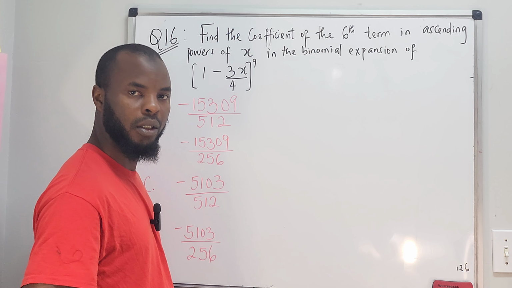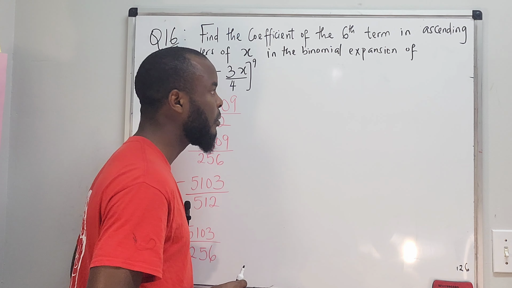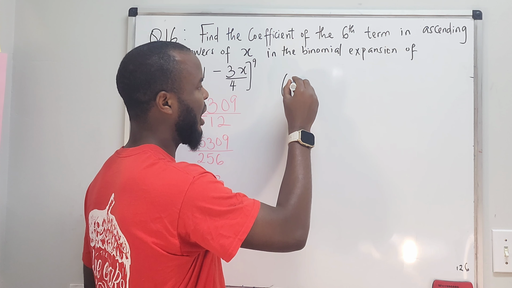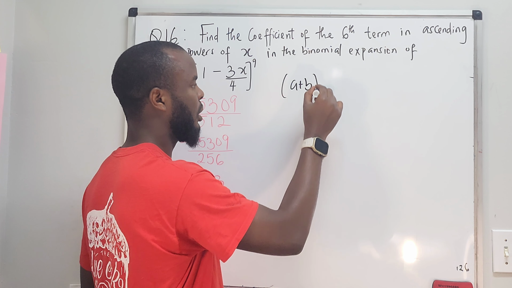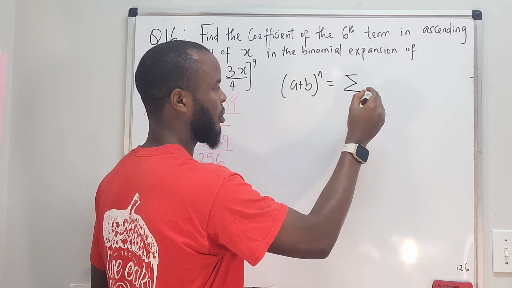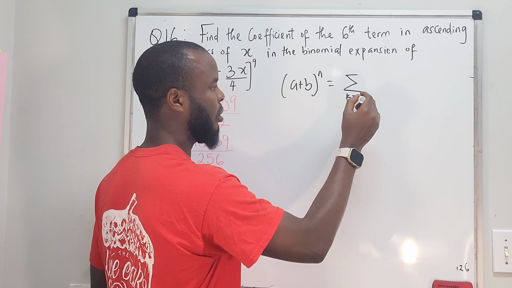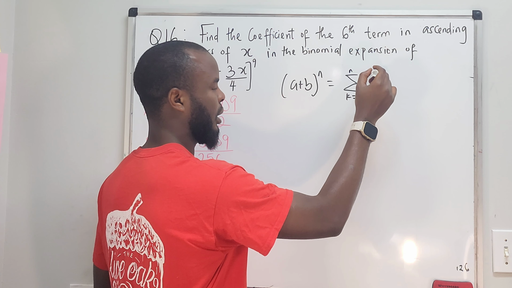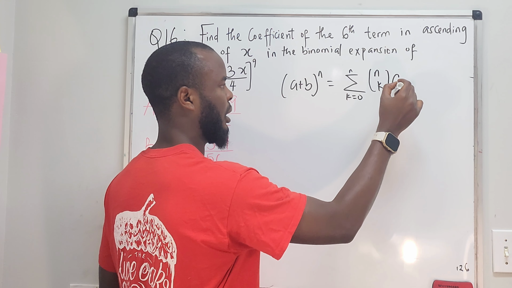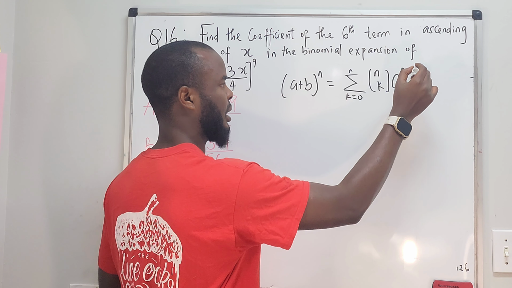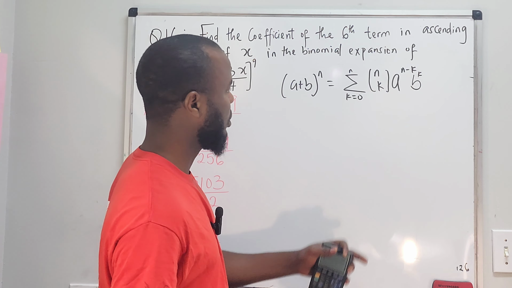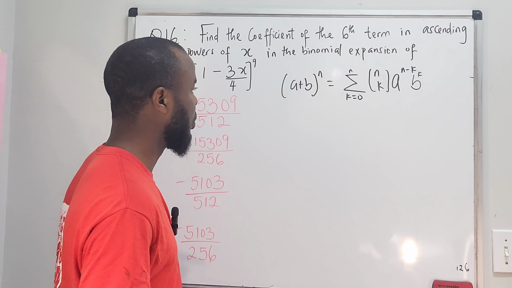Now to do this, we need to use the general form for the binomial expansion, which says that we have (a + b) to the power of n. So for the general form, we have the summation from k equals 0 to n of n combination k, a to the power of n minus k, and b to the power of k. So this is the binomial expansion.